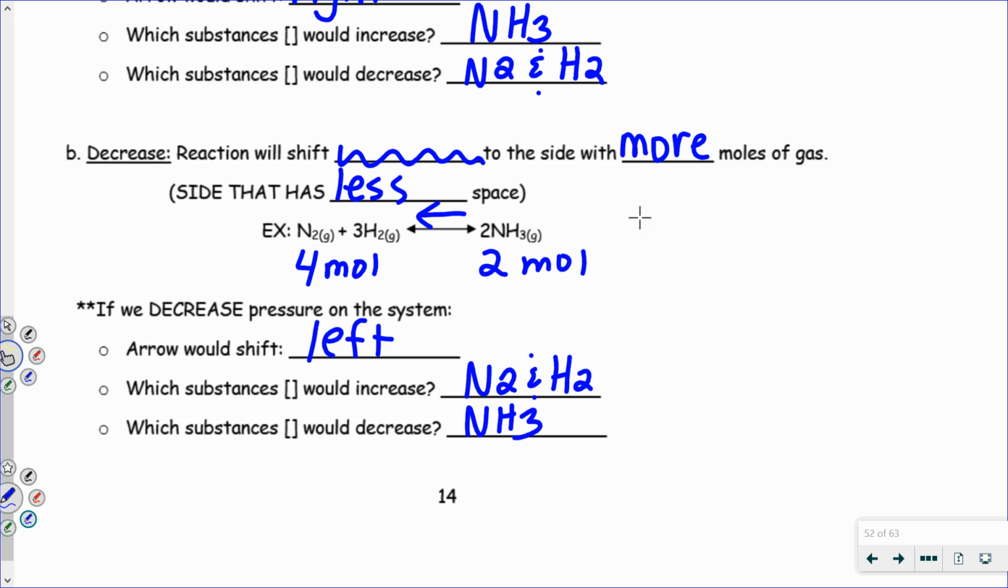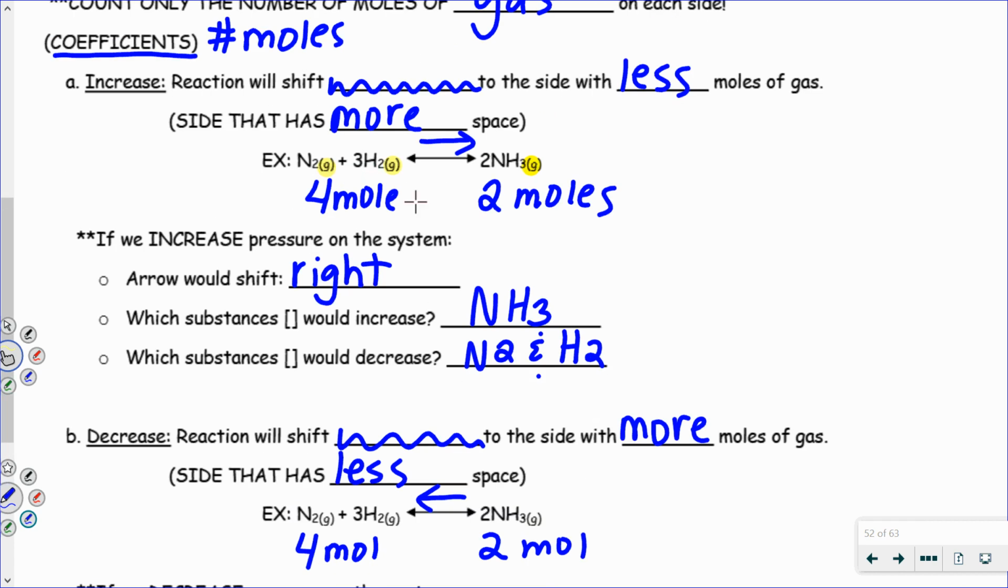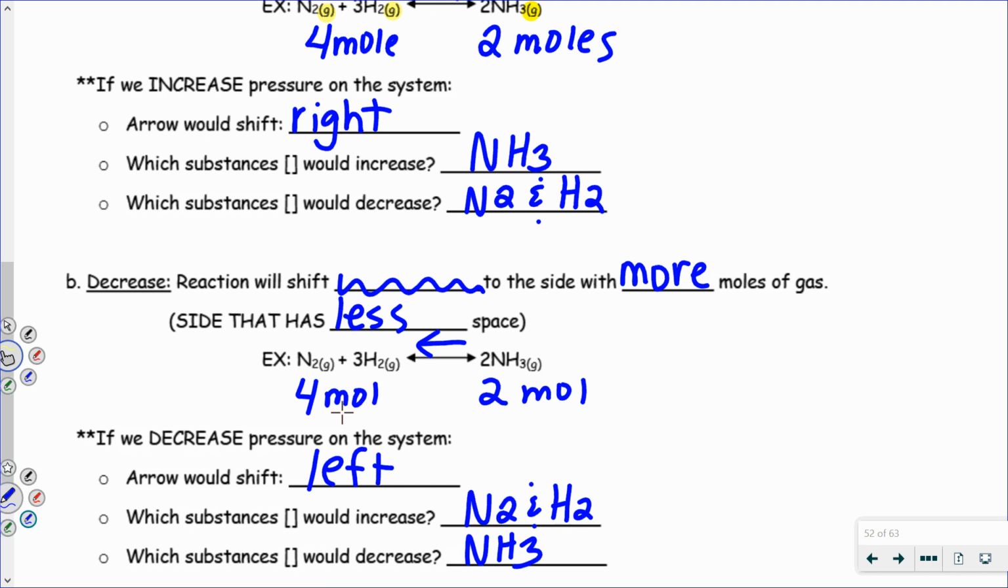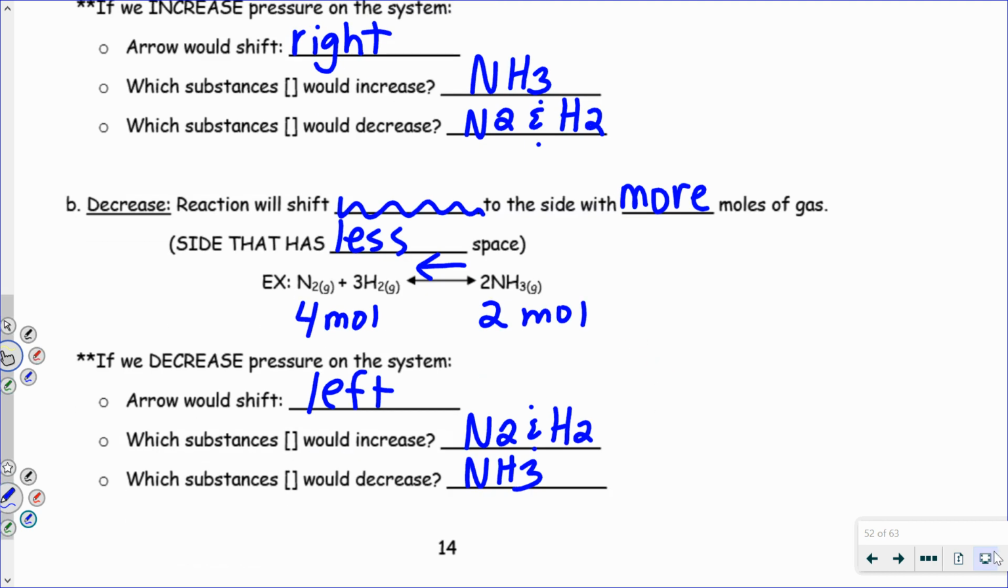So notice how pressure is different than when we did concentration and temperature. Concentration and temperature, we're add away, take towards. Pressure, you simply count the number of moles of gas on each side of your reaction. And that means you're going to count the coefficients only for gases. If you increase the pressure, you shift to the side with less moles because think about being squeezed tighter and tighter. You want to go where there's less people. If you decrease the pressure, you're going to go to the side with more moles of gas. Remember, the new arrow you draw always points towards those substances that increase in concentration and away from those that decrease in concentration.